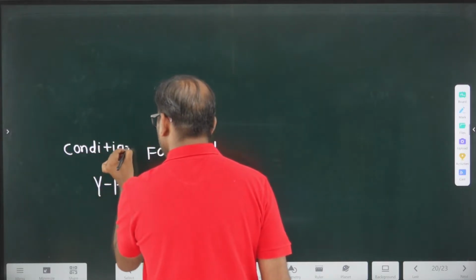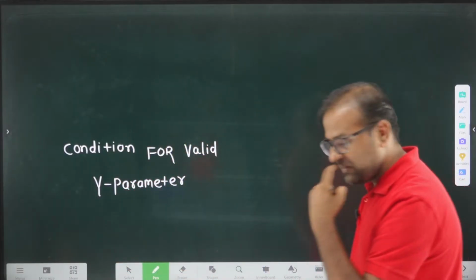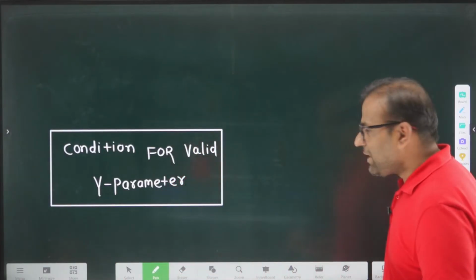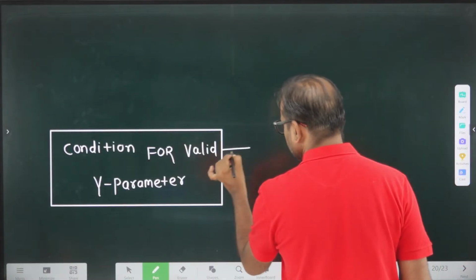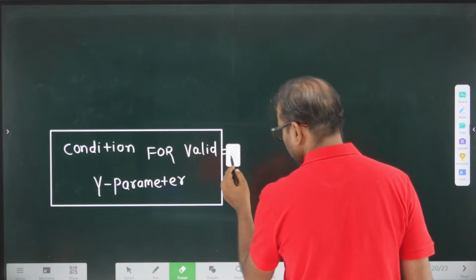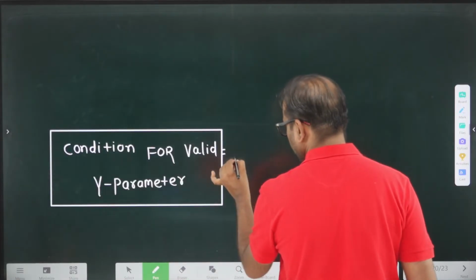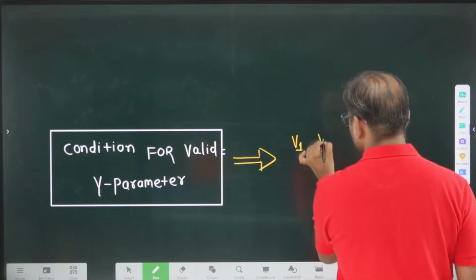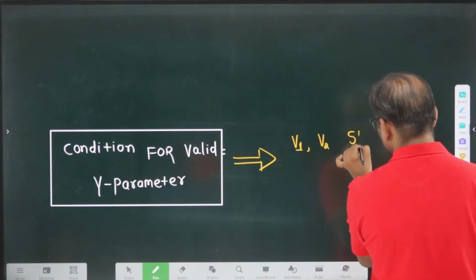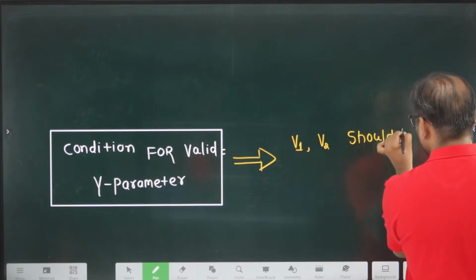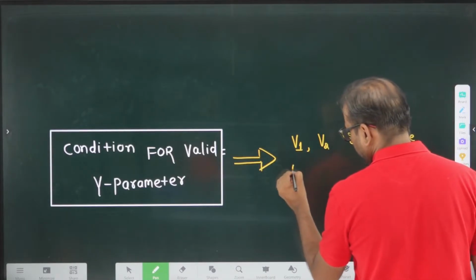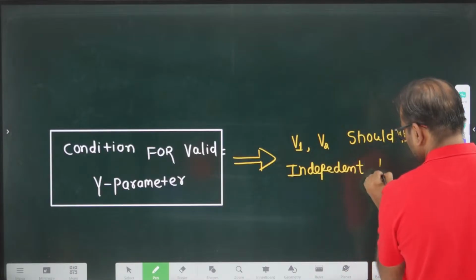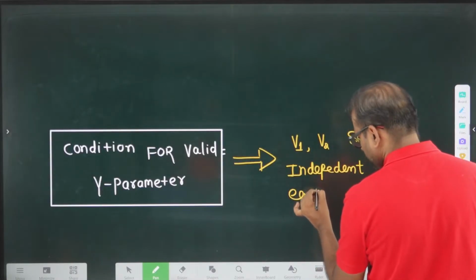I will give you one example on this also. The condition for valid y parameters is this: V1 and V2 should be independent to each other.